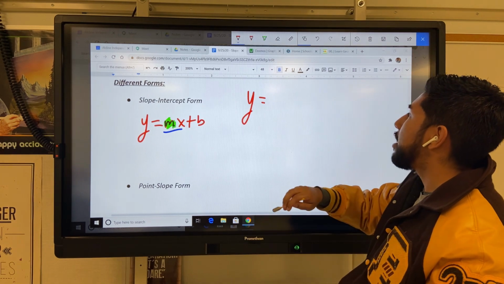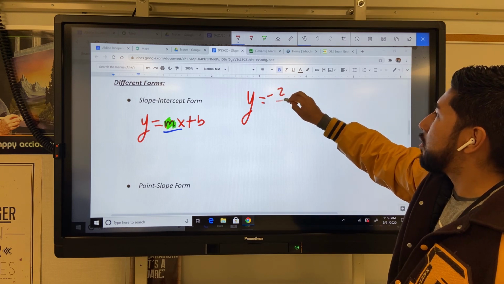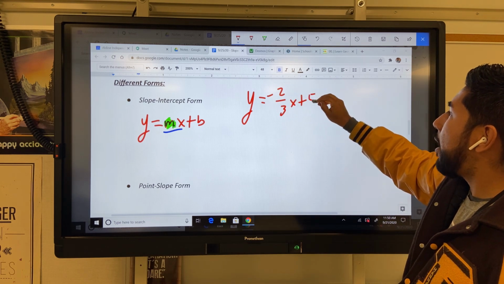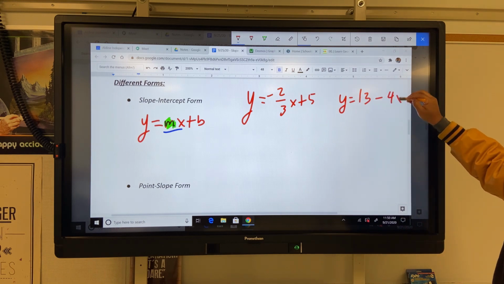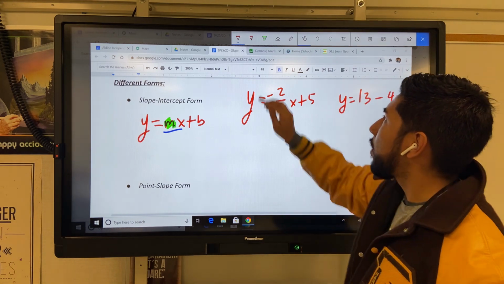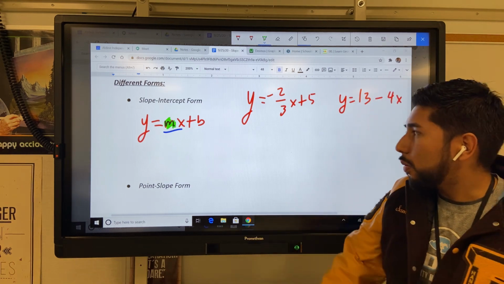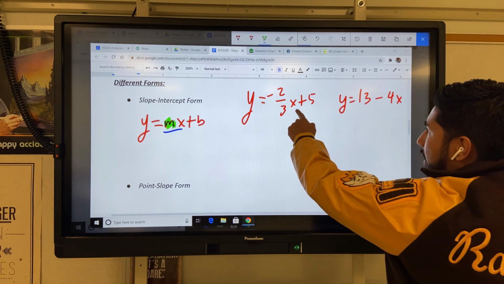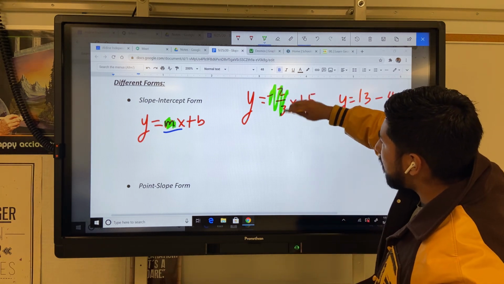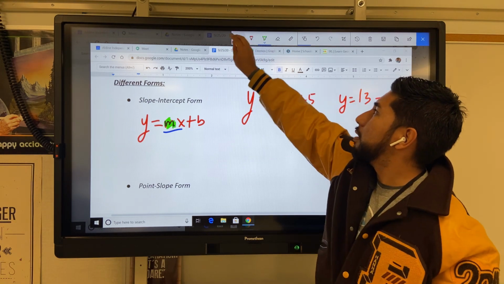Let's do a couple examples. Y equals -2/3 x plus 5. Y equals 13 minus 4x. What is my slope? Whatever's in front of the x. Y equals 2/3 x plus 5. X is right here. That tells me, boom, that's my slope.